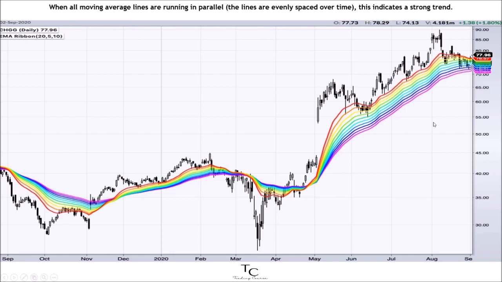The ribbon's width, the distance between the moving average lines in the ribbon, can also provide information for traders. When all moving average lines are running in parallel, the lines are evenly spaced over time. This indicates a strong trend.